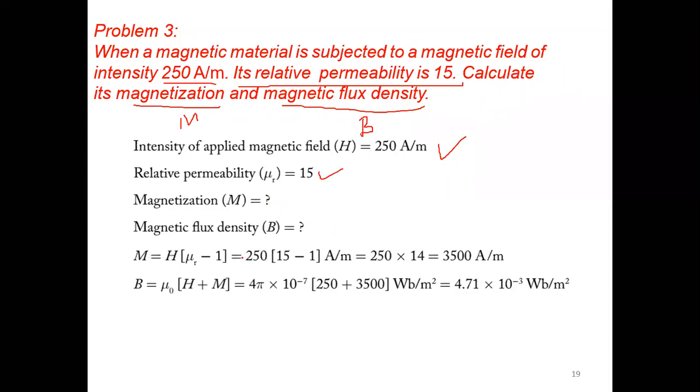Now, we can also derive this relationship: M equals H into (mu R minus 1). Mu R is actually mu divided by mu naught, and this value is given, 15. So you can calculate M, which will be 3500 ampere per meter. And B will be mu naught H plus M. You know the value of H, and also you know the value of M in this case. If you substitute, then you get the total magnetic induction.